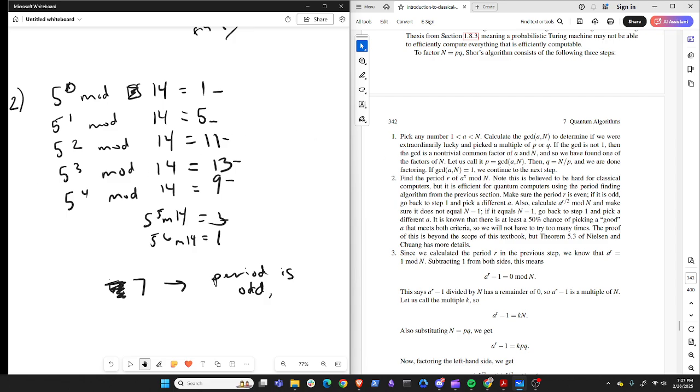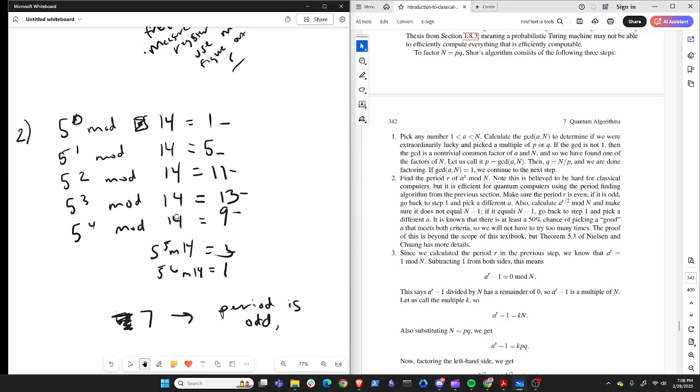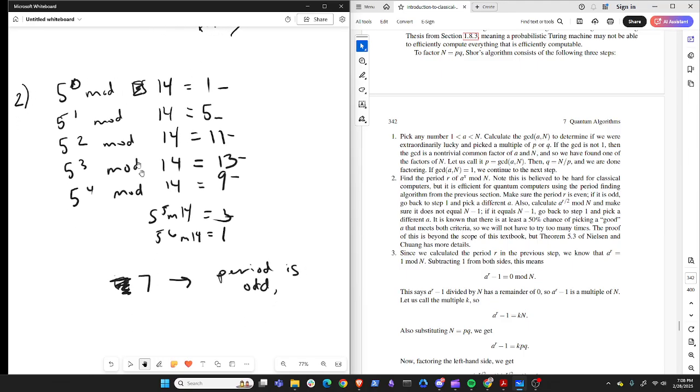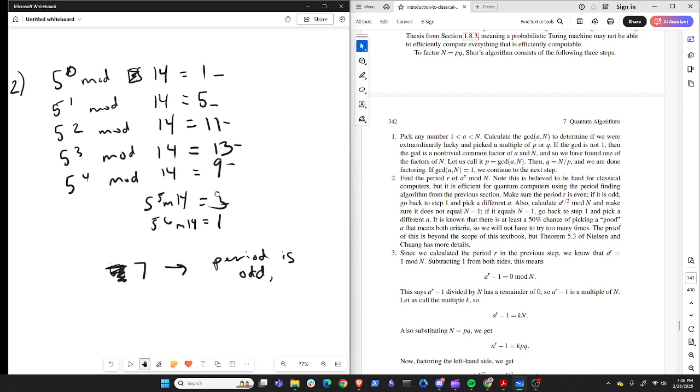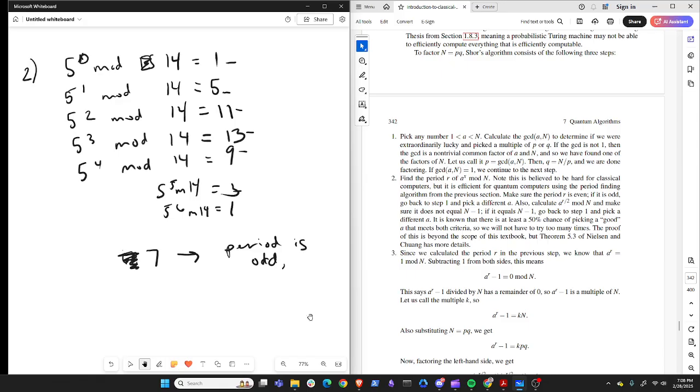I'm not going to do that. But let's say that we went back and we picked a different A. Say we picked 4 or whatever. The classical solution is that we need to go through this one at a time, right? To find the period for all of these x values. And obviously, if a number is quite large, it might take a significant number of calculations to find the period.